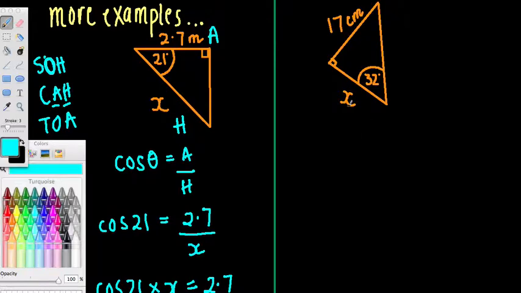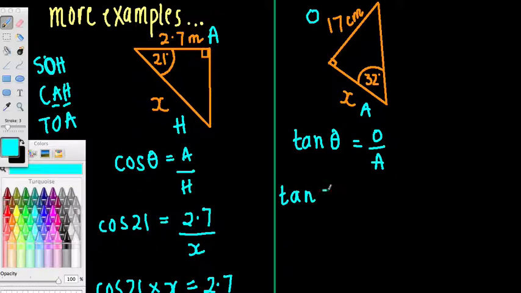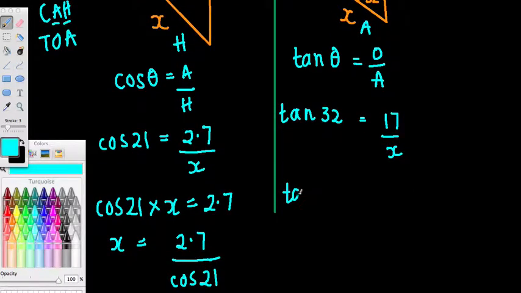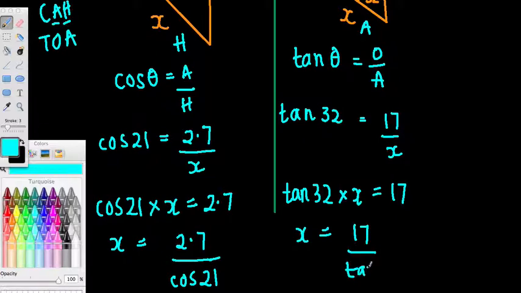The final one now, let's have a look. I don't have the hypotenuse here, but I do have the opposite side, opposite the reference angle. This one here is the adjacent. O and A, TOA, that means I'm working with tan. Substitute your values in. And again, this looks like one where I have to do the double step. And then x would be equal to 17 over tan 32.